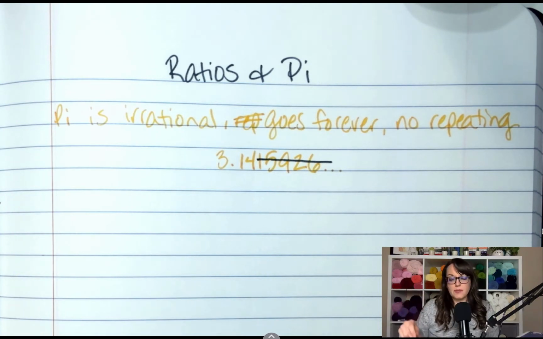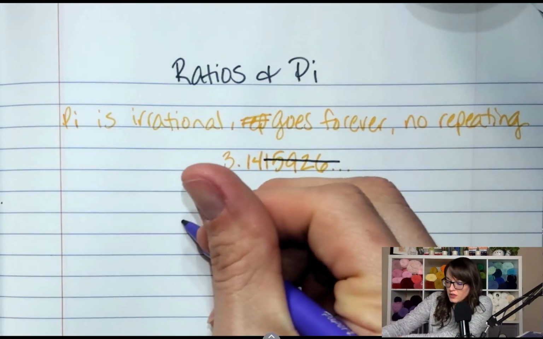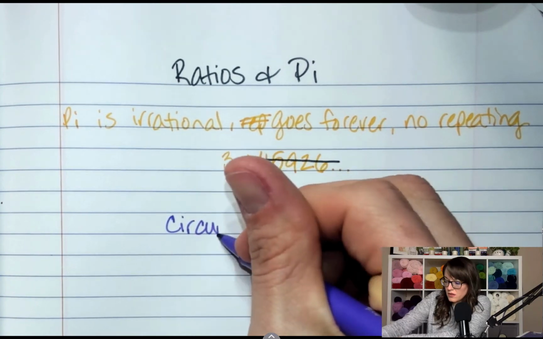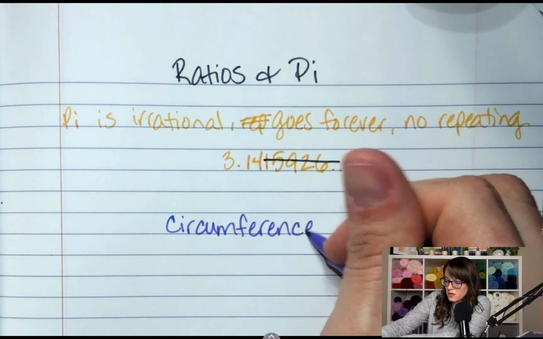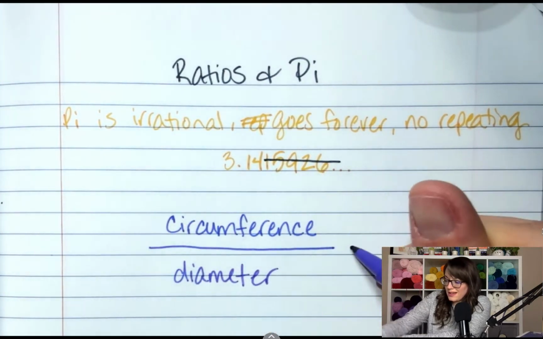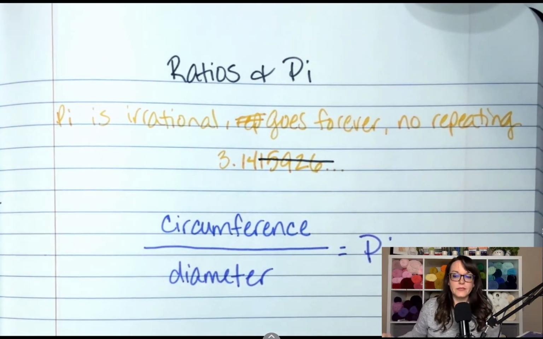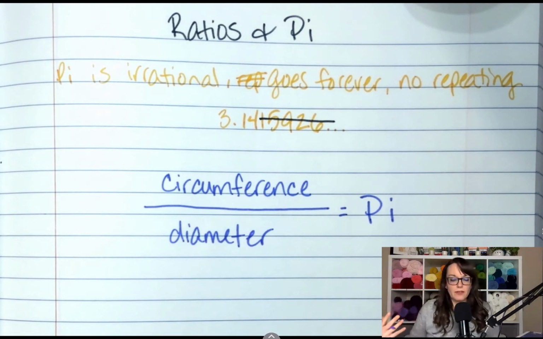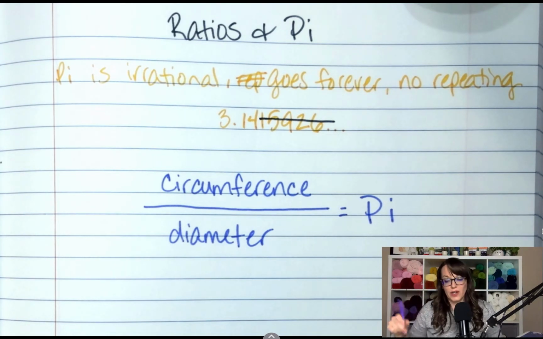Now, the question always comes up, how did we figure out pi? Where did pi come from? Pi is equal to circumference divided by diameter. So somewhere along the way, somebody found the relationship that the distance around the circle divided by the distance across the circle equals 3.14. And if you're really exact with your measurements, it comes out that way every single time. And that's where we got pi.